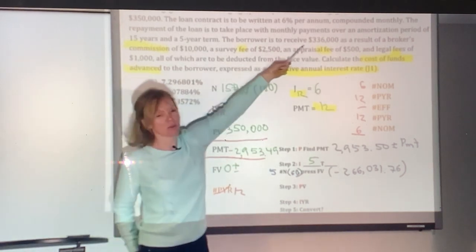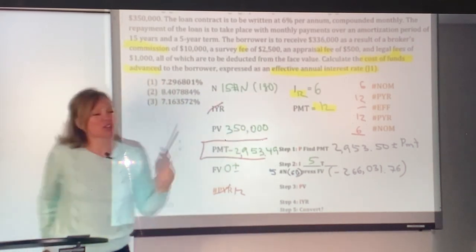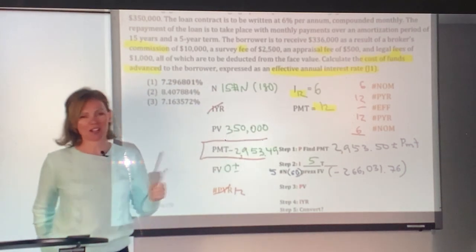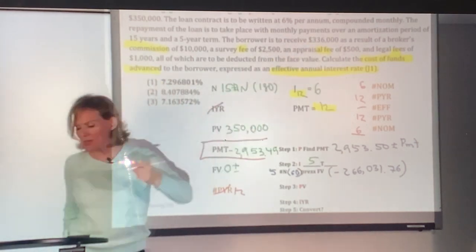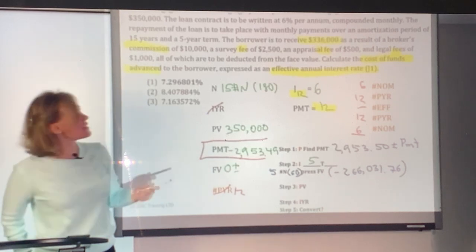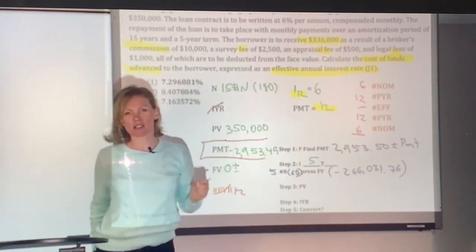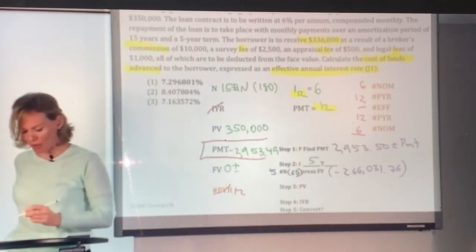I would trust that number. I always do, because otherwise, you can take all those fees and just minus them yourself out of the PV. It's still going to come up to the same number. But I'll use that because it's given to me. They said if I minus all the fees, he's only going to receive 336,000. So what I'm going to do with that 336, I'm going to put it as a new PV.